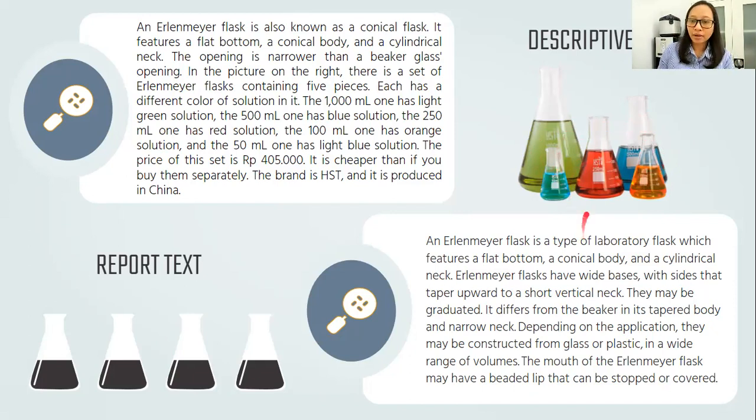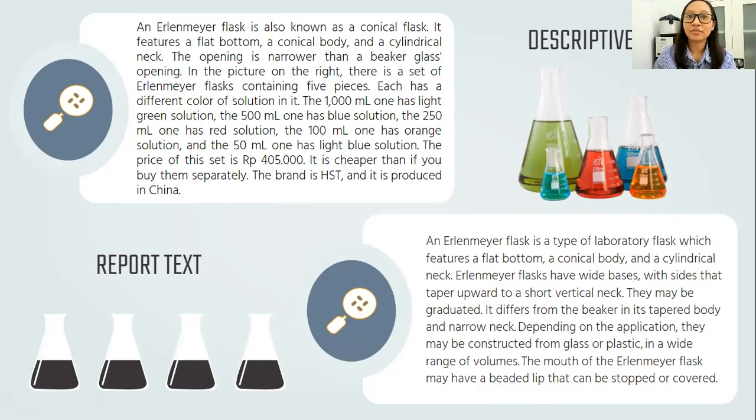Nah, if we compare that to the second text, a report text, an Erlenmeyer flask is a type of laboratory flask which features a flat bottom, a conical body, and a cylindrical neck. They have wide bases with sides that taper upward to a short vertical neck. They may be graduated, blah, blah, blah, blah, blah. The mouth of the Erlenmeyer flask may have a beaded lid that can be stopped or covered. Nah, ini penjelasannya, apakah dia menjelaskan tentang Erlenmeyer flask yang ada di picture ini? Tidak. It explains about what Erlenmeyer flask is in general.